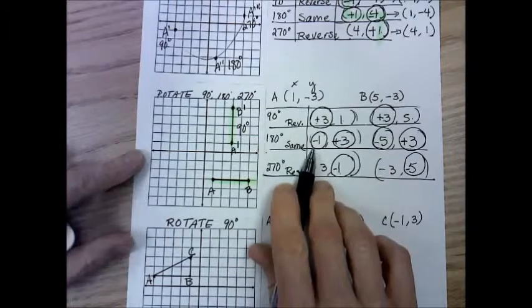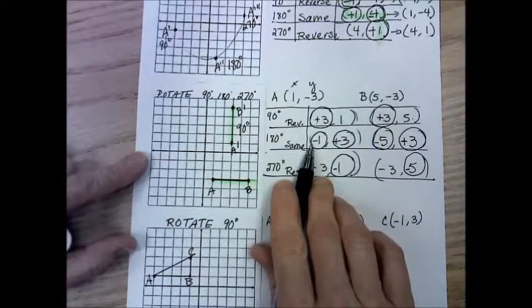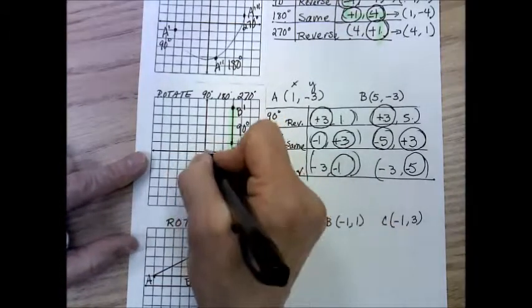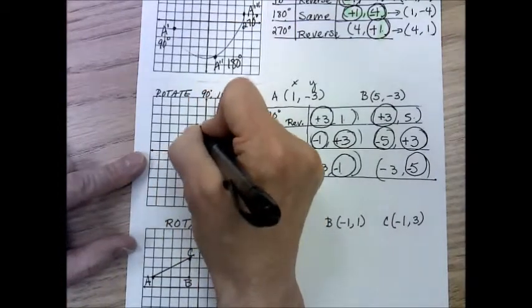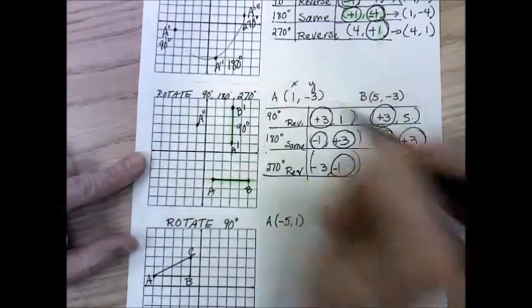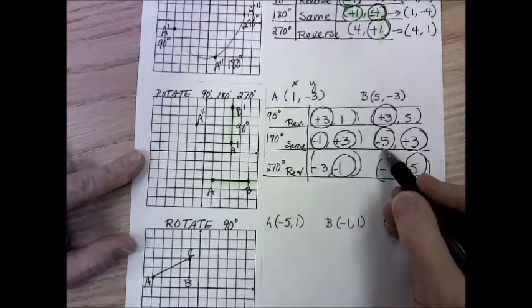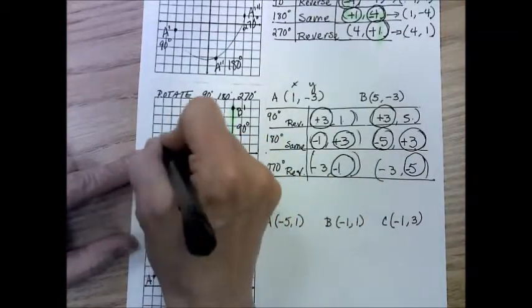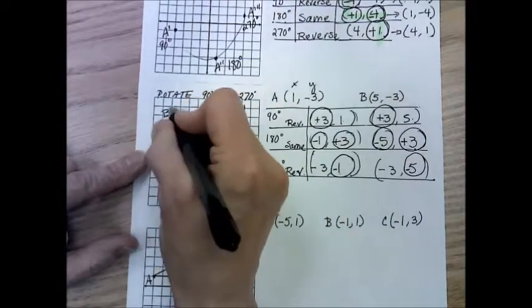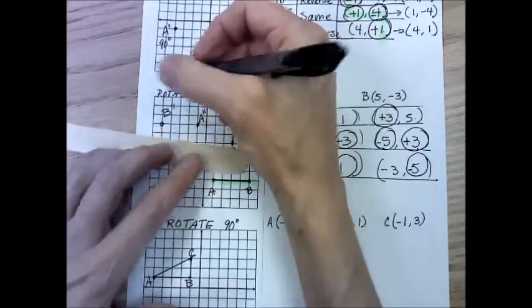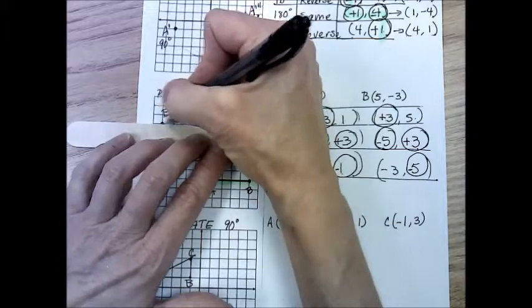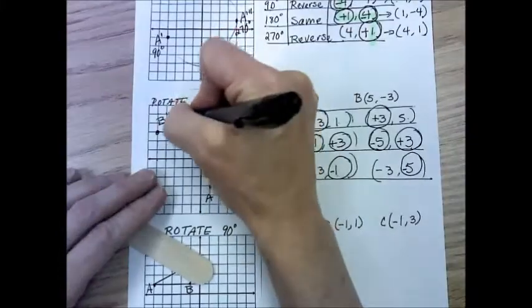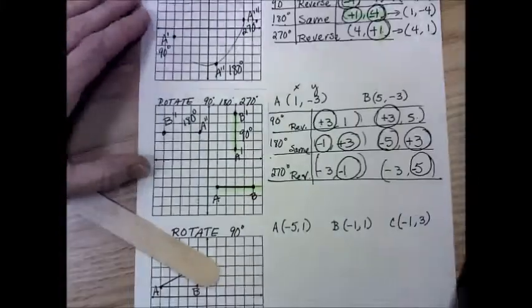Now our 180-degree, let me write that there. So our new ordered pair for a 180, I would have -1, +3. So -1, +3, and we'll call that A2. And then -5, +3. 1, 2, 3, 4, 5. 1, 2, 3. So there's your B2. And this is your 180-degree rotation.